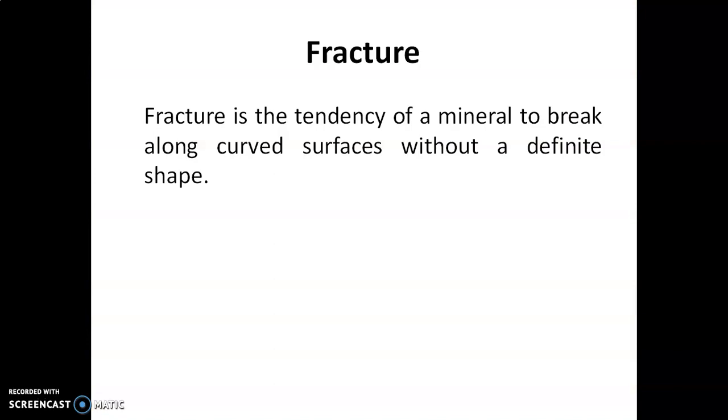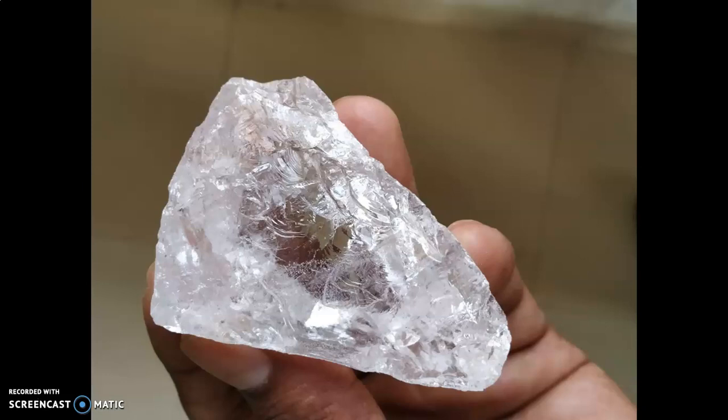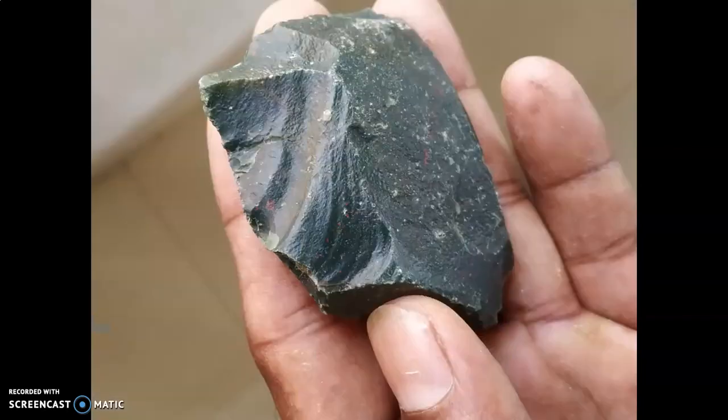Next physical property is fracture. Fracture is the tendency of a mineral to break along a curved surface without a definite shape. This particular mineral shows the curved or shell-like broken surface resembling glass. This type of fracture is called conchoidal fracture, in the case of the quartz group of minerals.